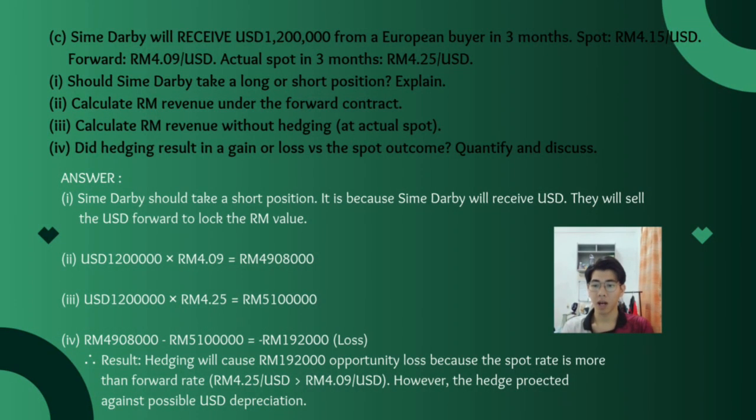4 Roman, RM the difference is 192,000. So result, hedging will cost RM 192,000 opportunity loss because the spot rate is more than forward rate. However, the hedge protected against possible USD depreciation.